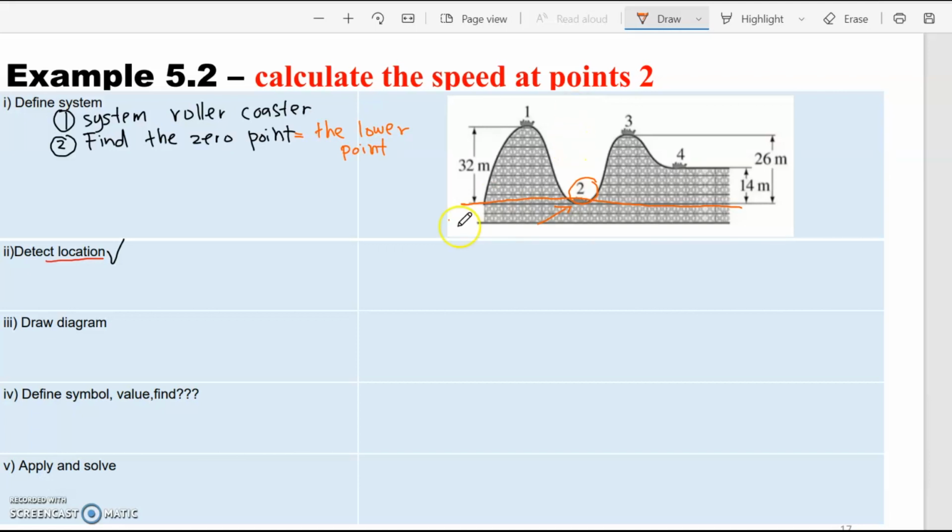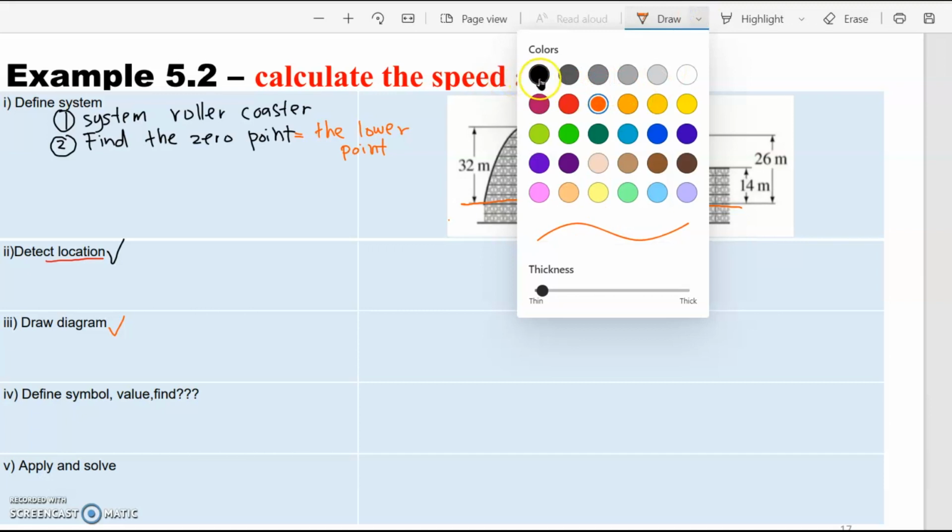Now we have to draw the diagram. Like this, I already have my diagram. When we choose this low point as the 0 point, we can see that the height h here is 0 meters. Therefore, we know that the potential energy due to the place is equal to 0 joules. This is the important thing that you have to know. So here we go, the first question.